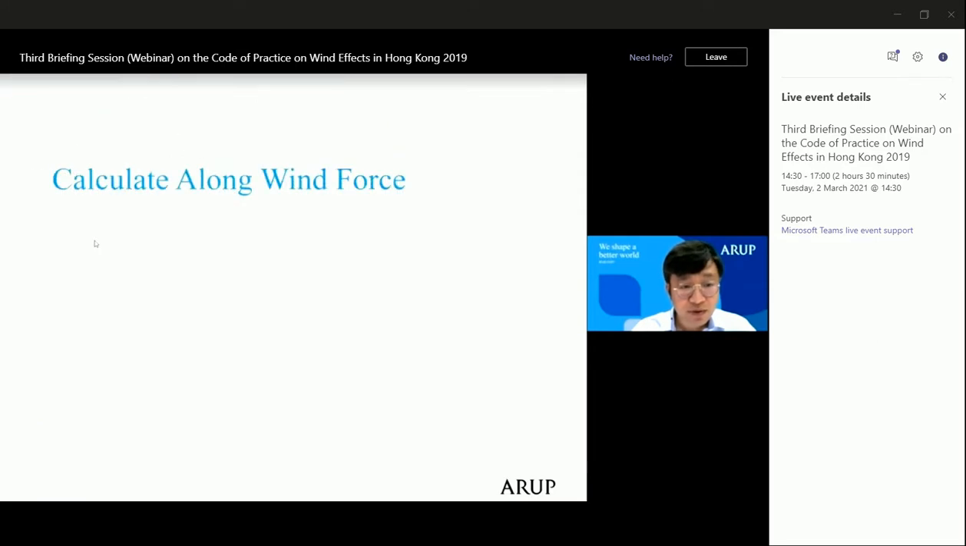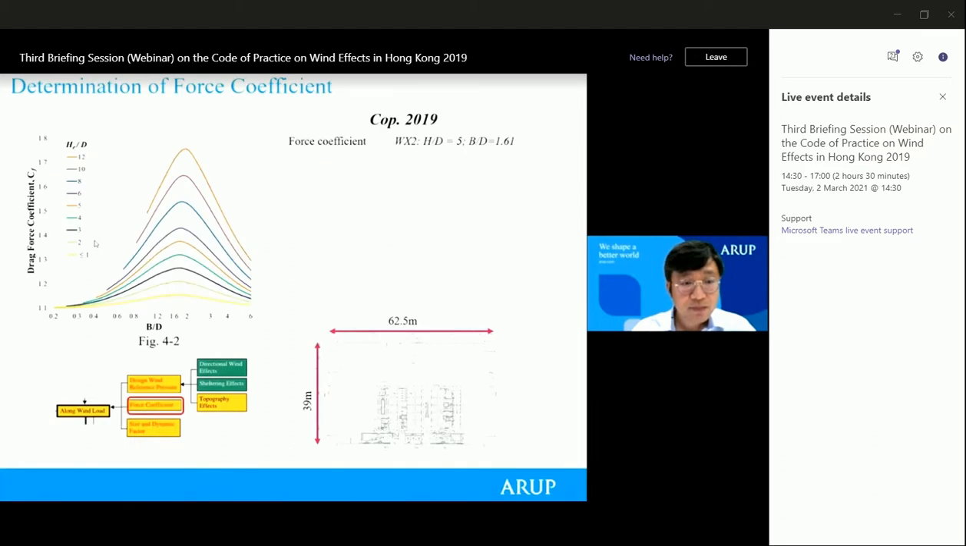Then the calculation of the along wind force. The calculation of along wind force, we need to calculate the slenderness ratio and the B over D ratio. For this case, because there's no shielding effect, so HE is equal to H. So H over D is 5, and B over D is 1.61. So if we look at the figure, the graph, we can calculate the force coefficient is about 1.37.